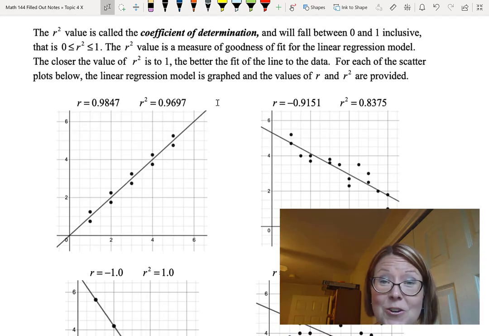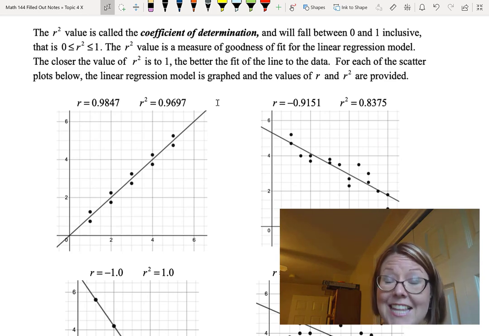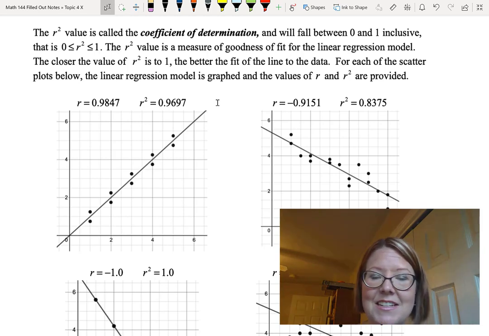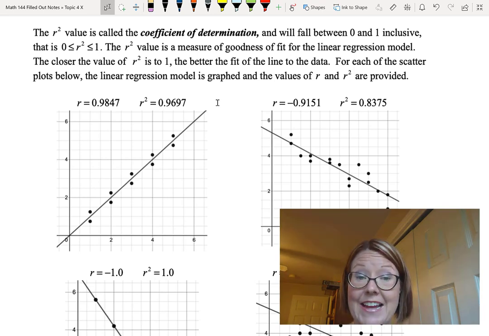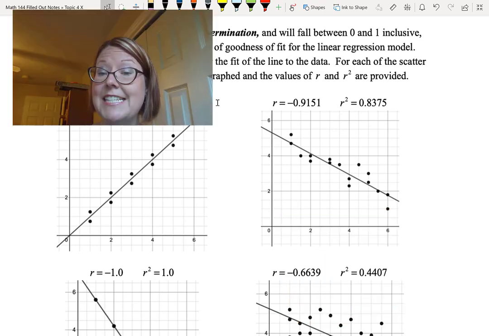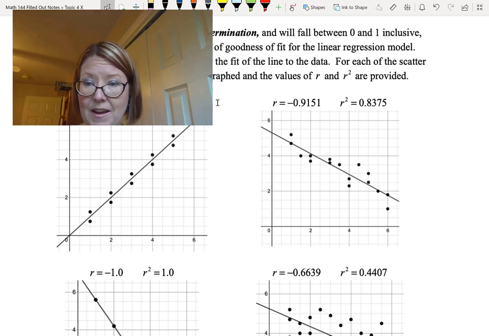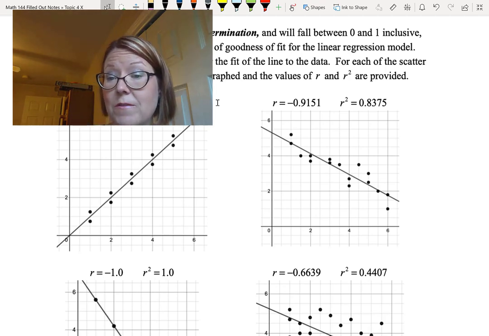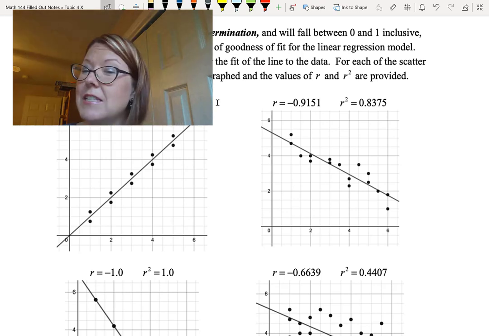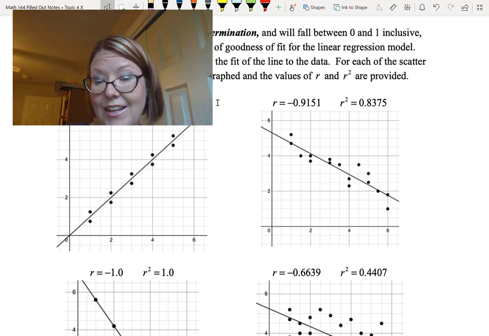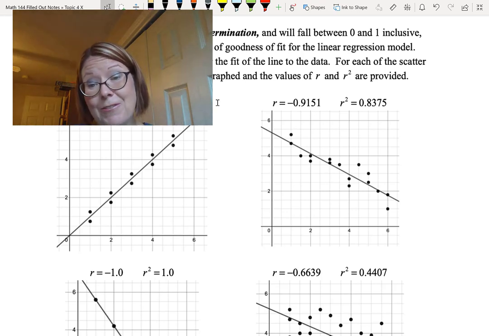Going back to our first scatter plot, the positive diagonal line with points slightly above and below the line, the R squared value is 0.9697. That's a really strong goodness of fit for this line to the data. In the second graph, the decreasing trend line with points scattered a little bit further away from the line, we have an R squared value of 0.8375. So that's a little bit further away from 1, and the points are a little bit further away from the regression line.